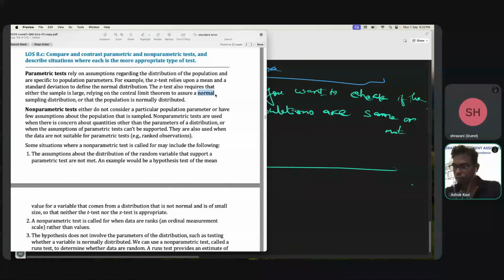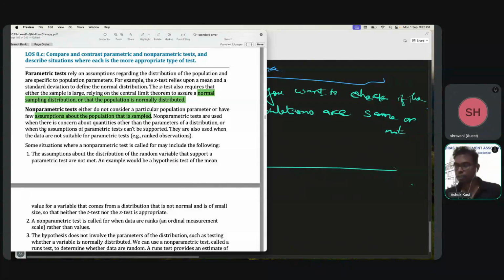So anything with normal distributions will be parametric. Apart from that, everything is non-parametric. Say for example, here you see, non-parametric tests either do not consider a particular population parameter or have few assumptions about the population that is sampled. Few assumptions means we are not sure about how it is actually getting distributed.